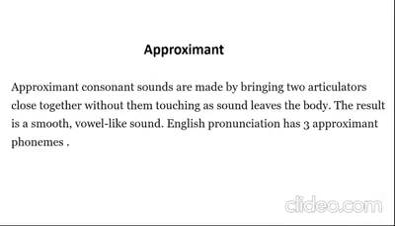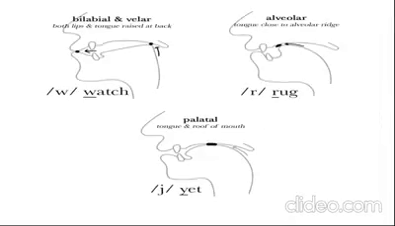Approximant. Approximant consonant sounds are made by bringing 2 articulators close together without them touching as sound leaves the body. The result is a smooth, vowel-like sound. English pronunciation has 3 approximant phonemes. These are wa. It is a bilabial and velar sound, where both lips are used and the tongue is raised at the back.